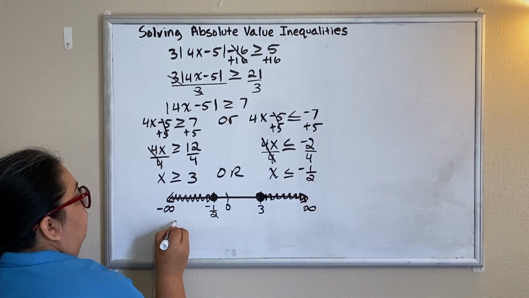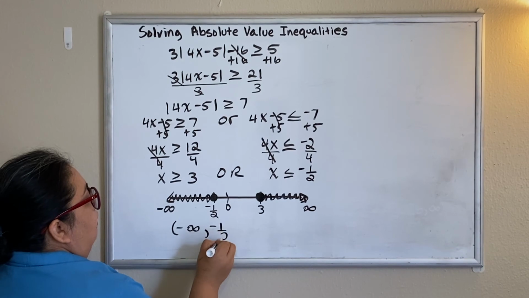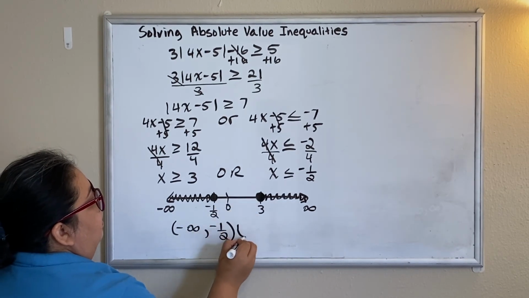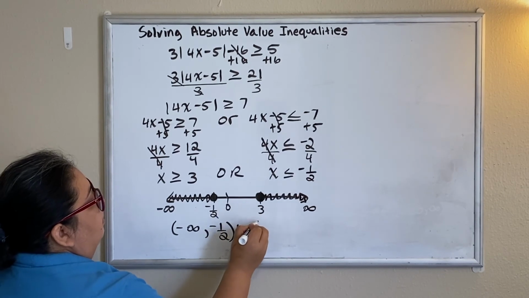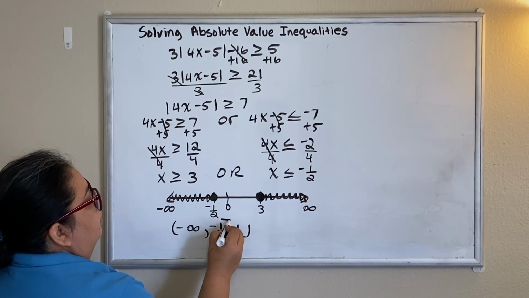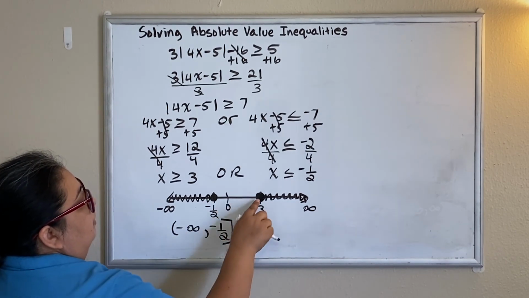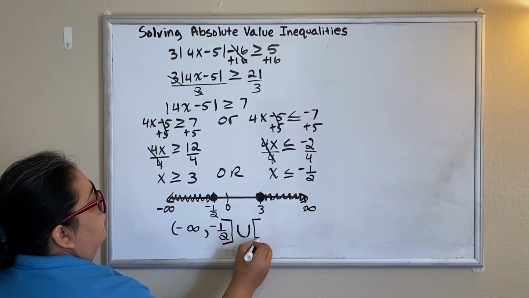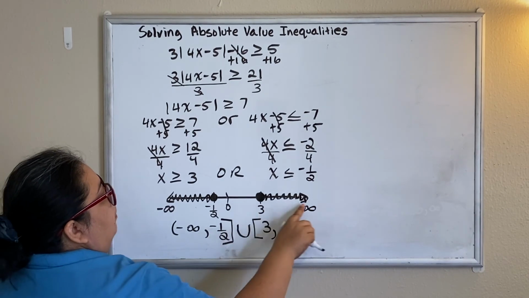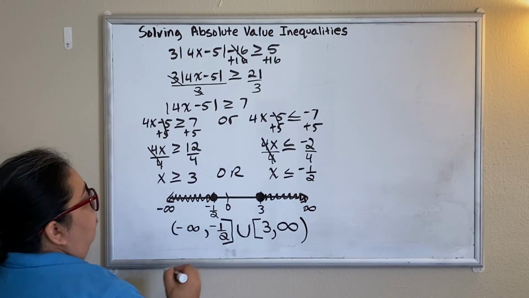So now for interval notation, we start at negative infinity, comma, negative 1/2, close parentheses. We have a break, so we have a union. Now we're starting at 3. Oops, I made a mistake here. This is closed, so this should be a bracket. If it's closed, you use a bracket. This is closed, so I'm going to use a bracket. We're going to put 3, comma, and then we shade to infinity. So we're going to put infinity, and then we put a parentheses.